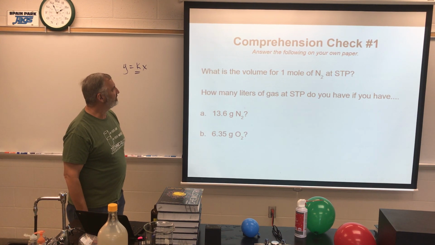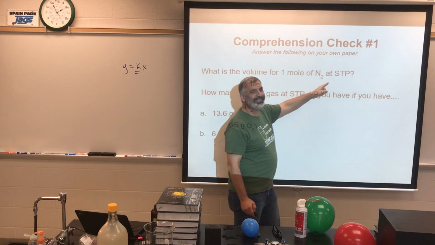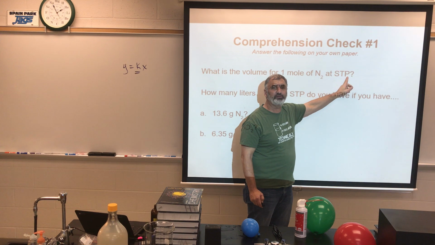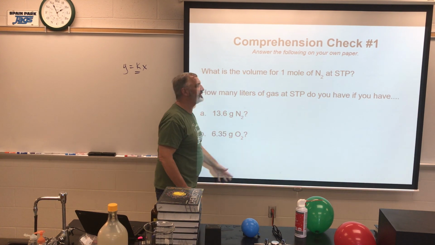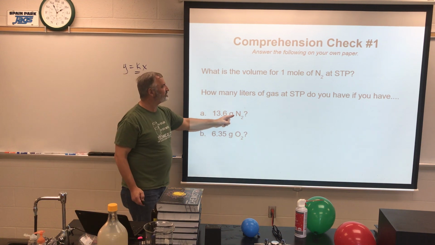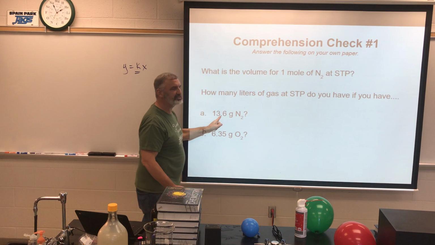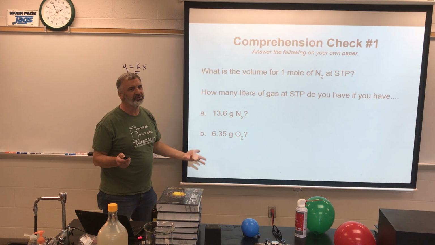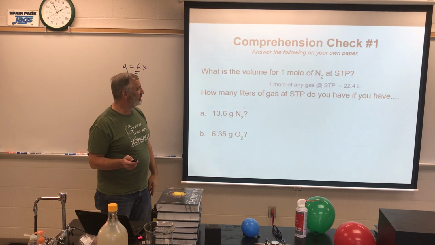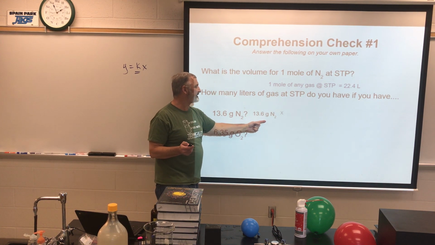So here's your comprehension check. I have 1 mole, and it's at STP. So again, ding, ding, ding, STP, 22.4 liters has to be going off in your brain. 22.4 liters per mole at STP, and I have 13.6 grams. So I know I have to get this to moles. When in doubt, convert to moles. It always helps. So I'm going to take 13.6 grams and convert that to moles.